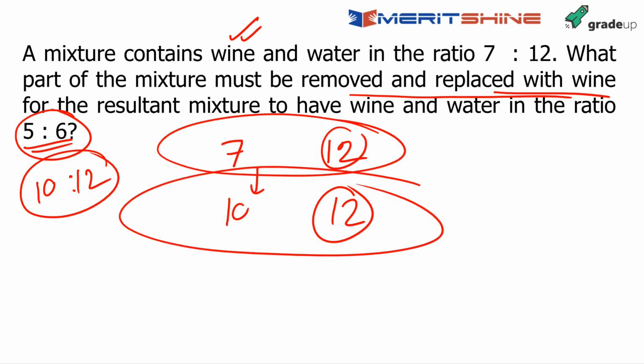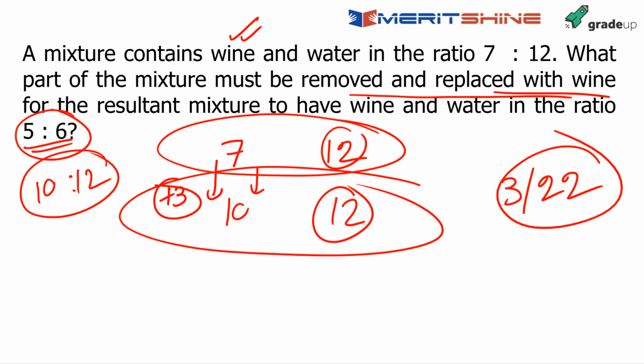This was the initial scenario, this was the final scenario. How much is the addition? It goes from 7 to 10, and this is an addition of plus 3. So the answer would be 3 upon 22. Why 3 upon 22? Because this is 7 plus 12, this is 19 units, this is 10 plus 12, this is 22 units. So the final thing is 22 units, this is the intermediate thing 19 units, and I must have started from 22 units.